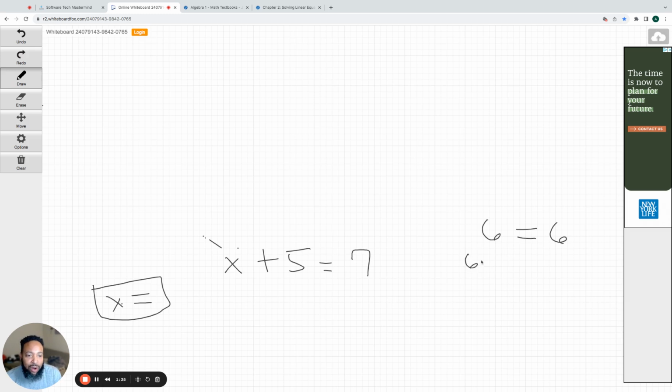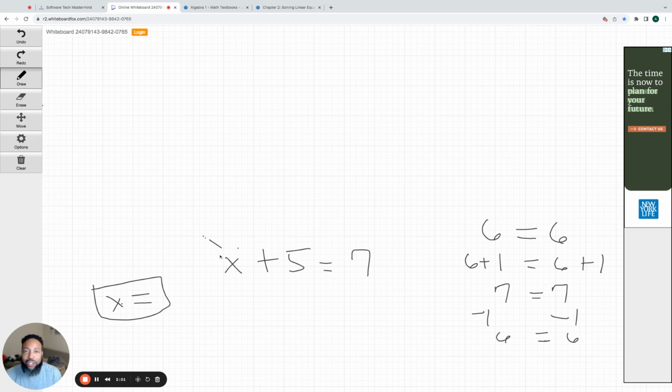So if I add a 1 on the left side, I need to add a 1 on the right side. So we have 6 plus 1 equals 7, and 6 plus 1 equals 7. So you have 7 equals 7. Also, if I subtract 1 on one side, I need to subtract 1 on the other side. So 7 minus 1 is 6, 7 minus 1 is 6. Get the idea?